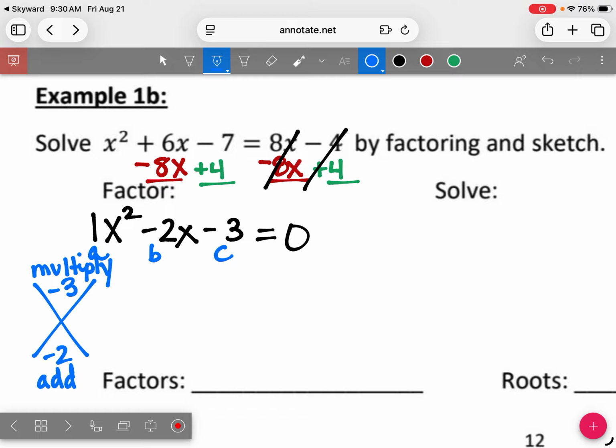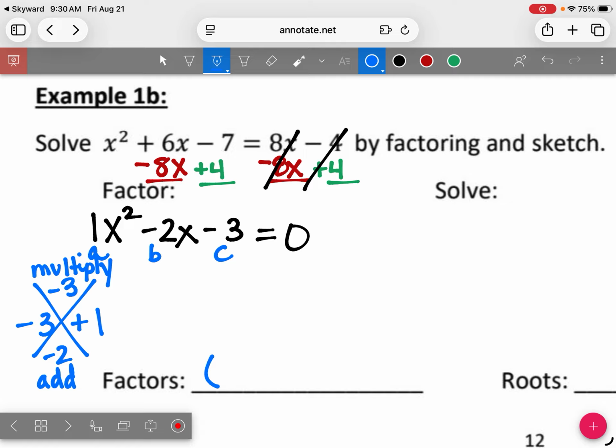Page 17 at the bottom. So what were the numbers that we came up with? They multiplied to give you -3, add to a -2. -3 and +1. That's important. A lot of people had the signs mixed up. A lot of people put a +3 and a -1. That's not right for your factors.